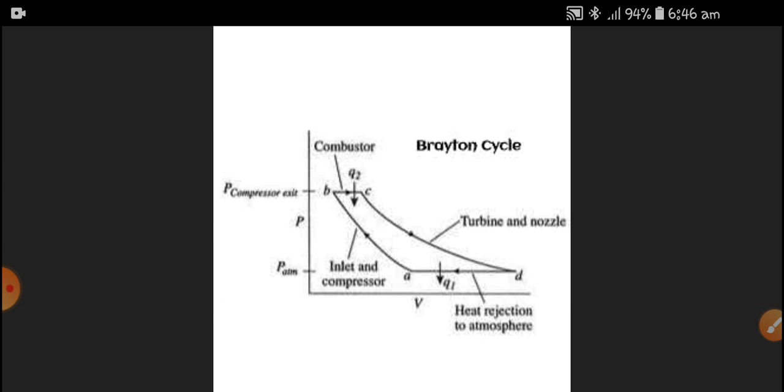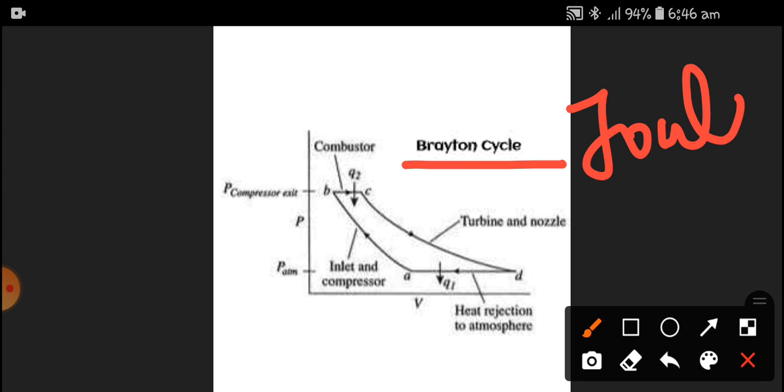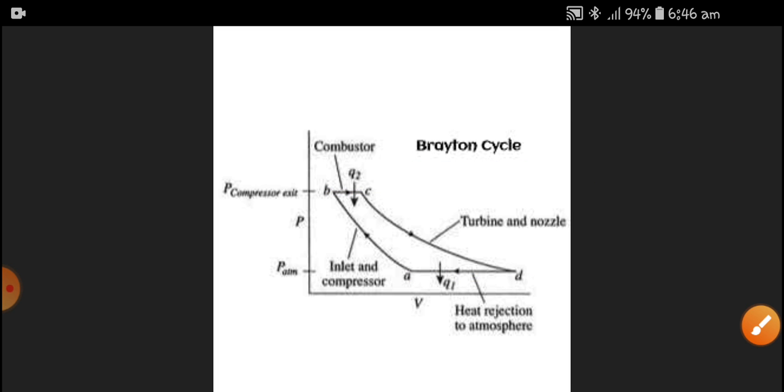Next is an actual cycle for gas turbines. This is none other than the Brayton cycle. The Brayton cycle is also called the Joule cycle, where the pressure is constant. Heat addition and heat rejection take place in constant pressure processes. These cycles are used in gas turbine power plants. This is also an actual cycle used in gas turbine power plants.